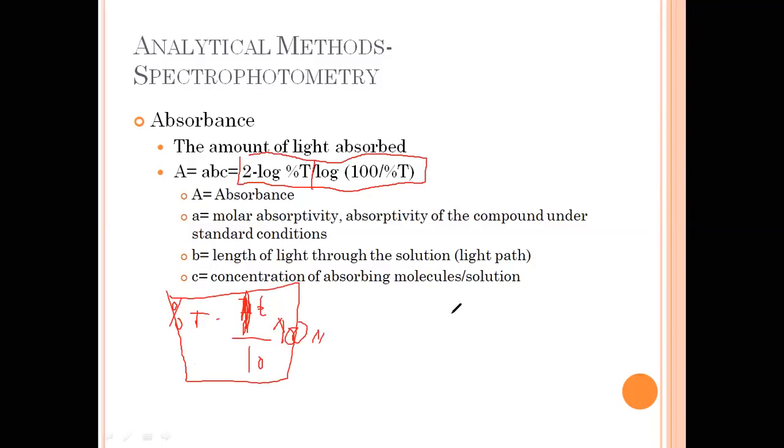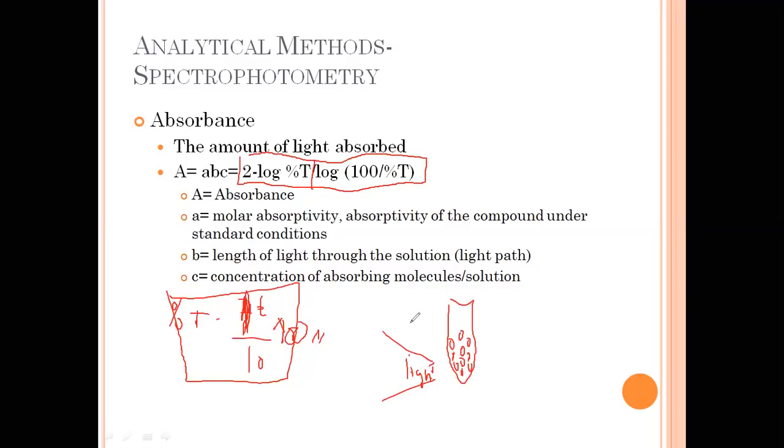So anong ibig sabihin nun? For example, you have here the cuvette, and we have here the substances that we are to measure. As I mentioned, these substances are capable of absorbing light. So you have here the light source and the light that hits, okay?